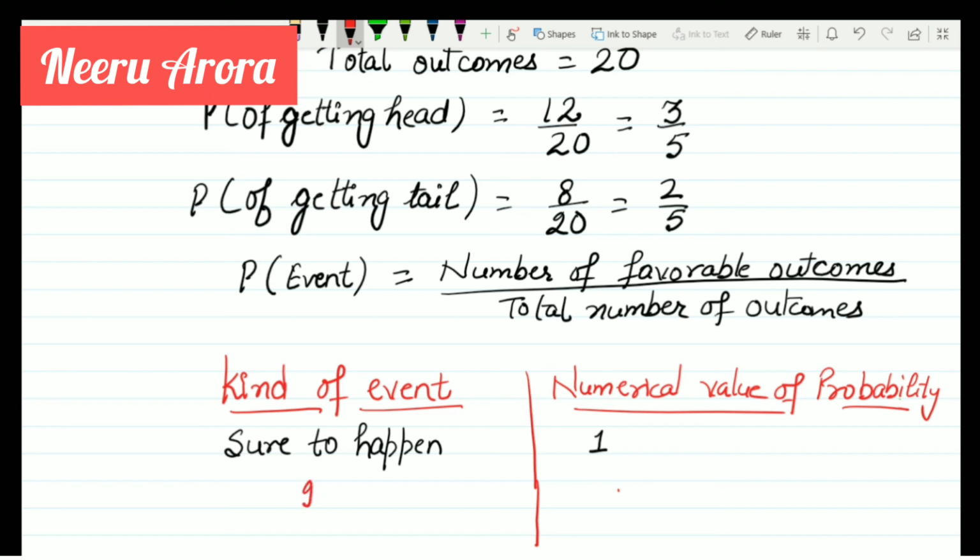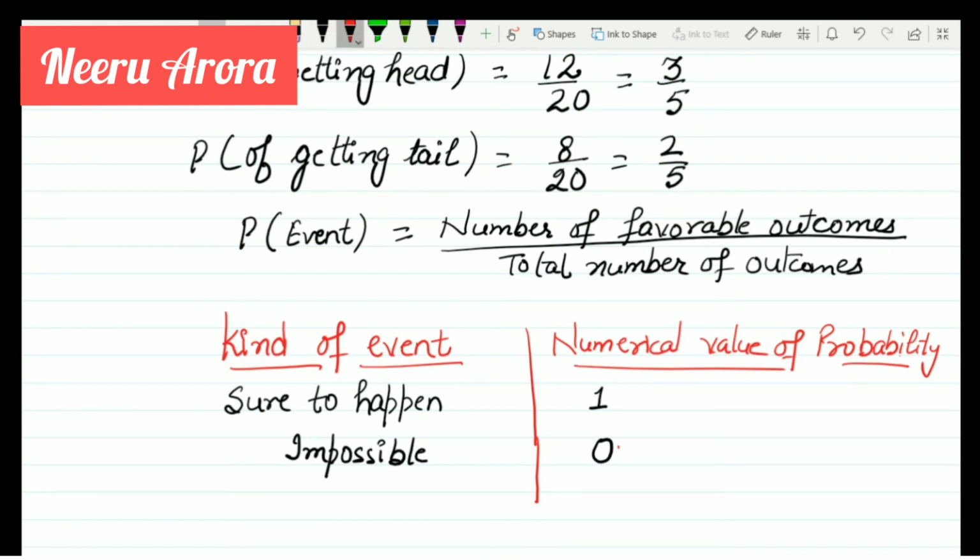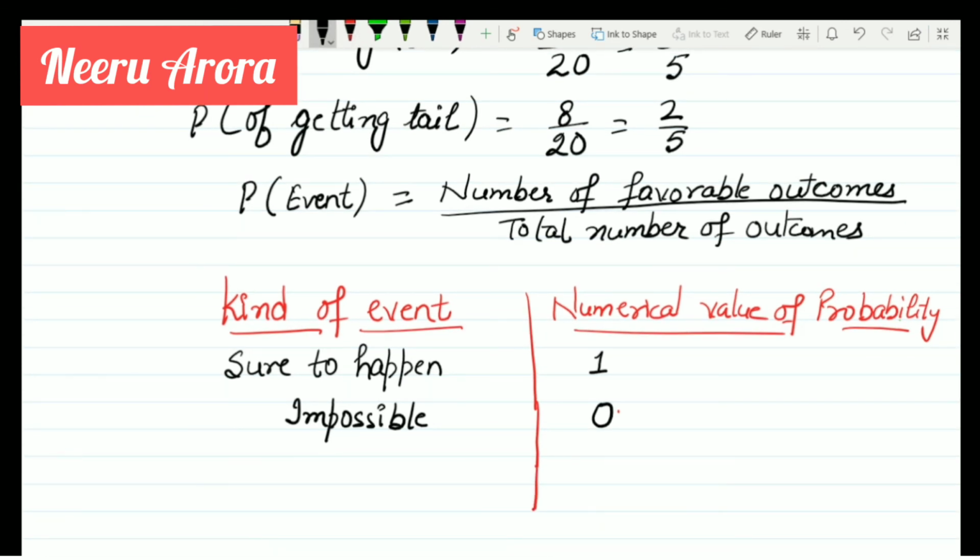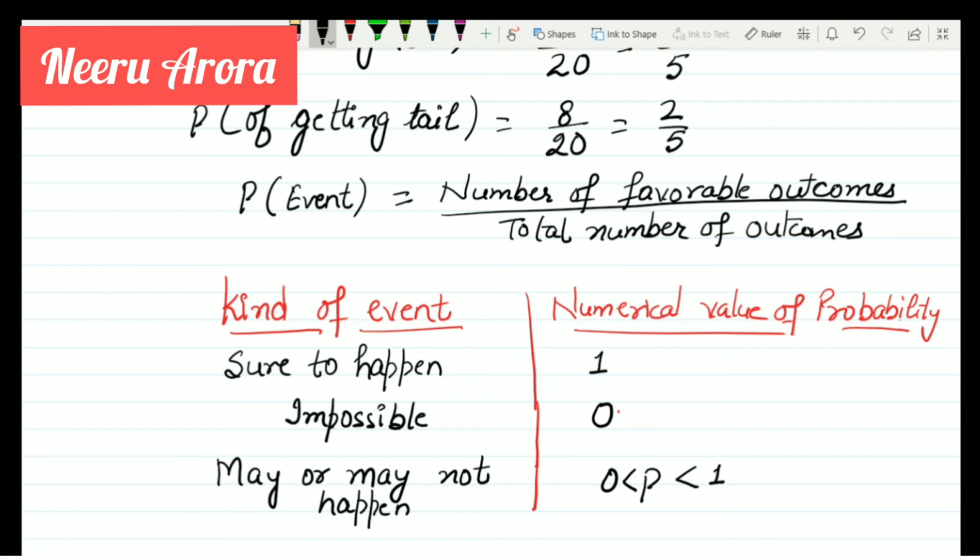Next, anything which is impossible, its probability is equal to 0. Anything which may or may not happen, its probability always lies between 0 and 1. So it's very simple. When an event is certain or sure, its probability is 1. On the other hand, if it is impossible, the probability is 0.